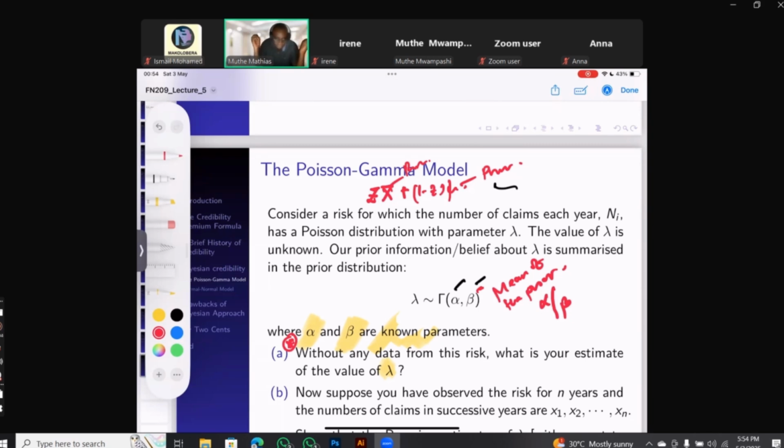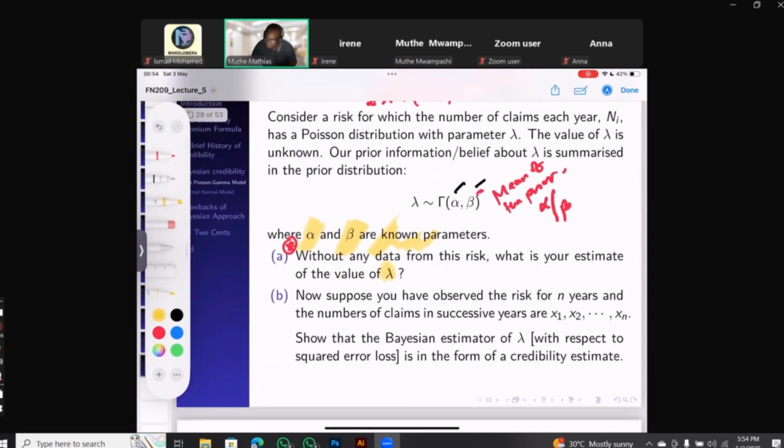If you don't have data, then of course you have to rely on your prior experience. And our prior experience here is that lambda follows a gamma distribution with parameters alpha and beta. So the good estimate in this case is actually the mean of the prior distribution, which is alpha over beta. Then you are done, right? Because now if you look at the second question here, this is actually what you have to do, this part.